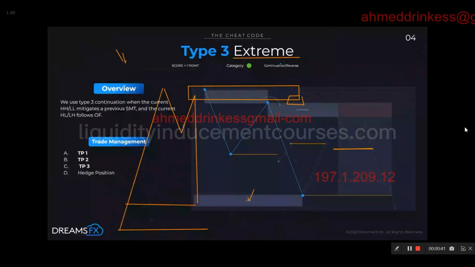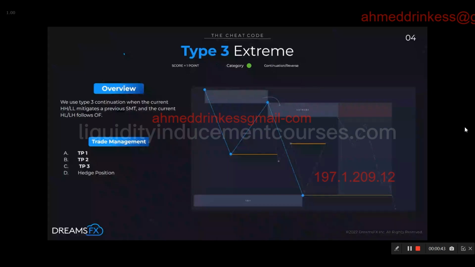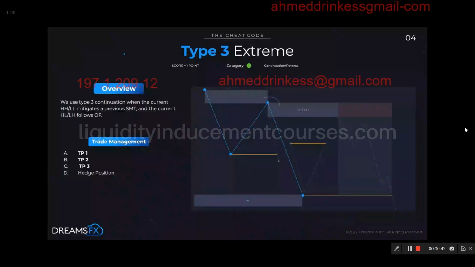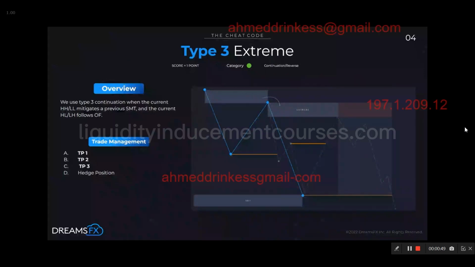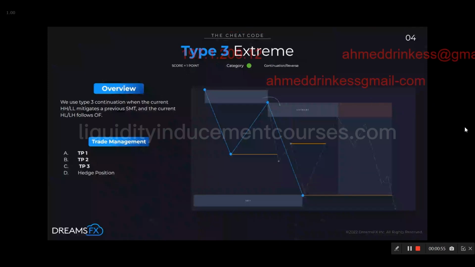Then it's going to be another liquidity area to the left. So that's how you manage it with the type 2 and the type 3. Very similar for management. The type 1 is where you want to take off majority of your position at the first TP because it's most likely it's just going to take it out.